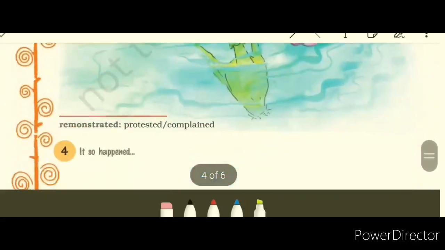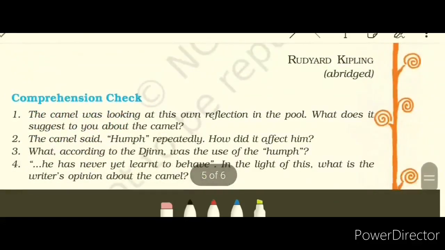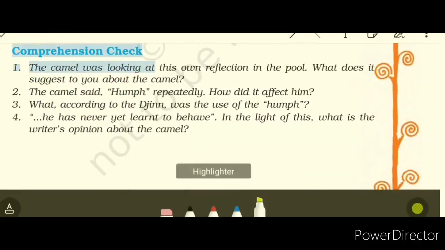Let's take a look at the comprehension now. Based on understanding of the lesson, there will be a few questions. Okay. So comprehension check class, here it is.